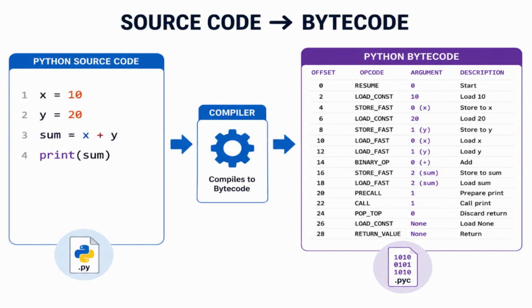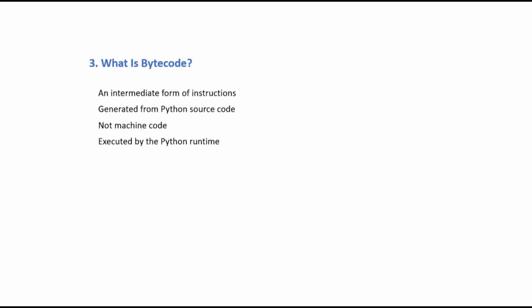So, what happens next? Python processes the source code. During this process, Python converts the source code into an intermediate form called bytecode. So, what exactly is bytecode? Let's understand. Bytecode is an intermediate form of instructions. It is created from our Python source code, but there is an important point.